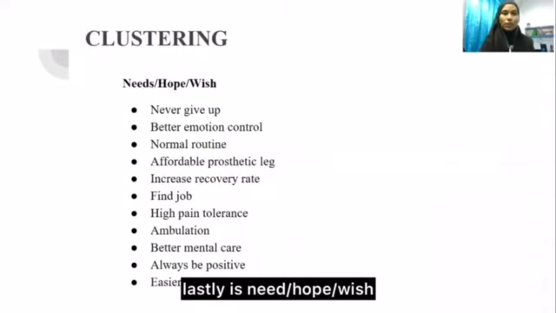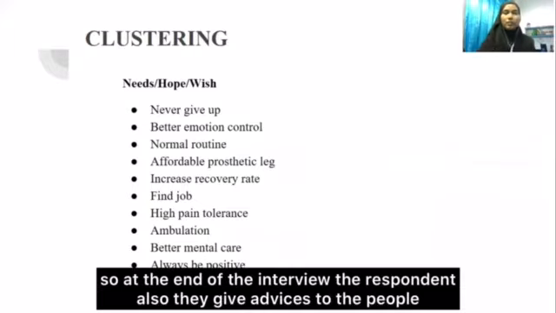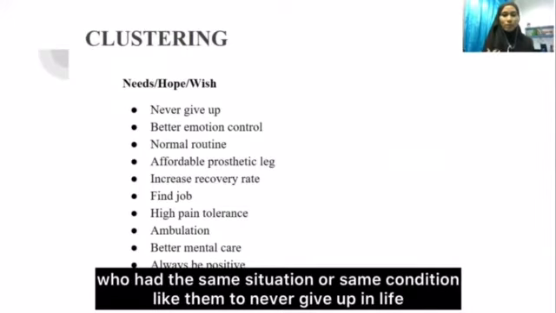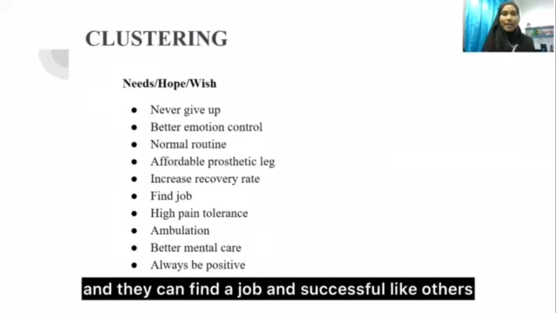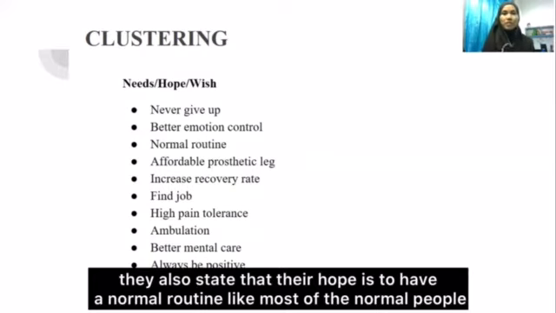Lastly is needs, hope, or wish. At the end of the interview, the respondents also gave advice to people who have the same situation or the same condition as them to never give up in life, and to prove to others that they also can be independent, find a job, and be successful like others. They also stated that their hope is to have a normal routine like most normal people.